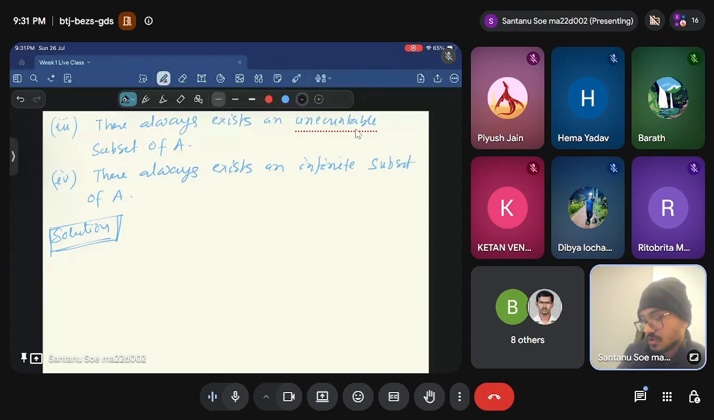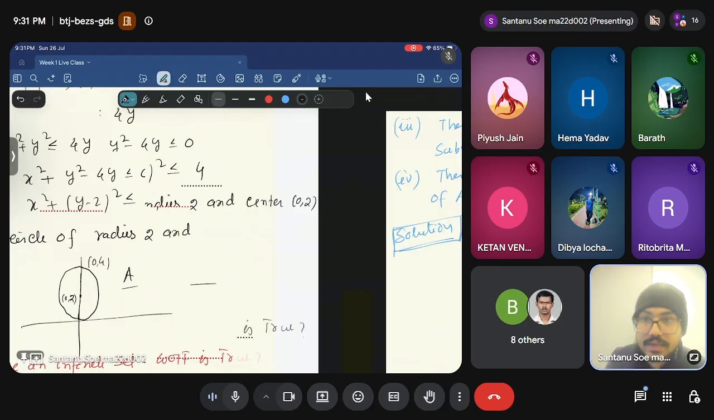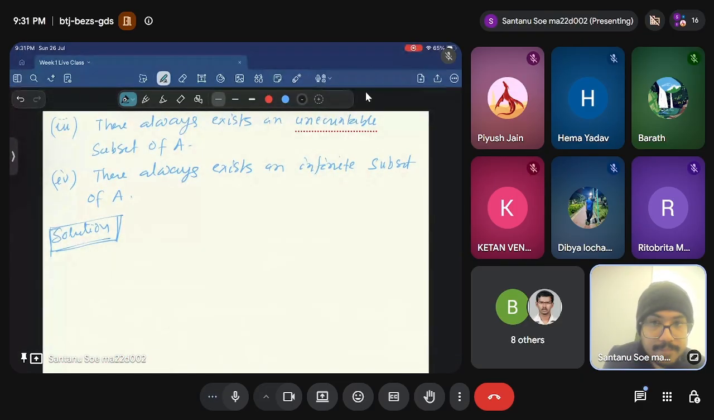Okay, so let's say A is a given infinite set, any kind of infinite set. Then what can you say which is always true? Is it always countable? Is it always uncountable? Does there always exist an uncountable subset of it? Or does there always exist an infinite subset of it? Anyone? So I'm going to give an idea.